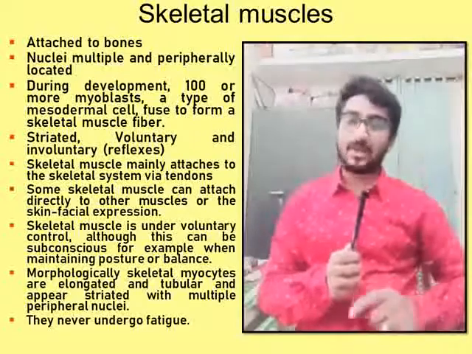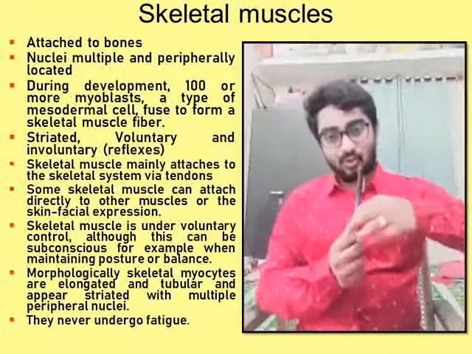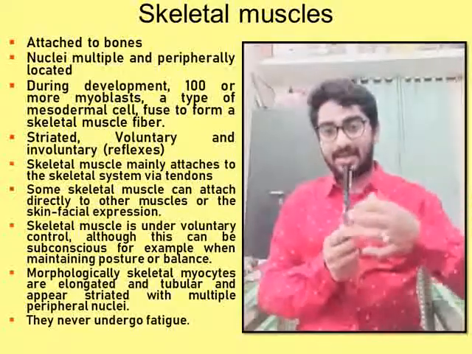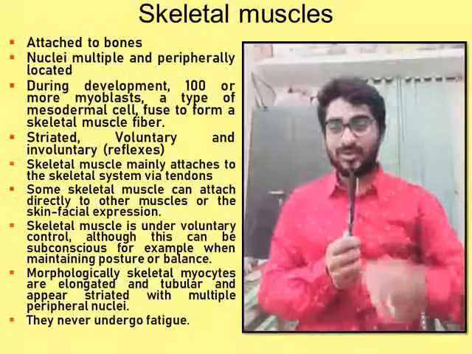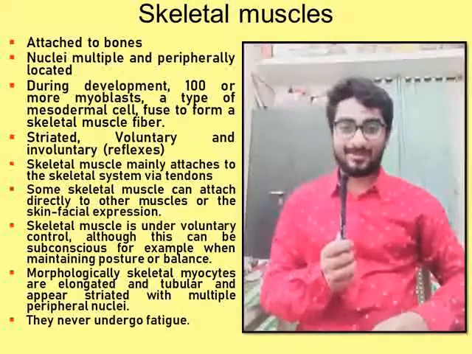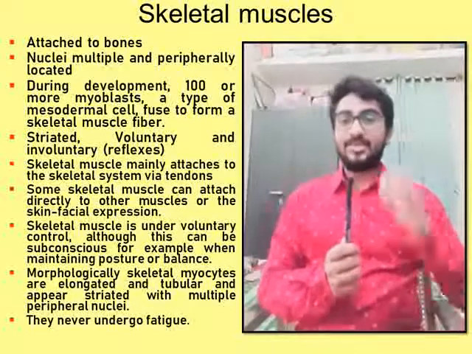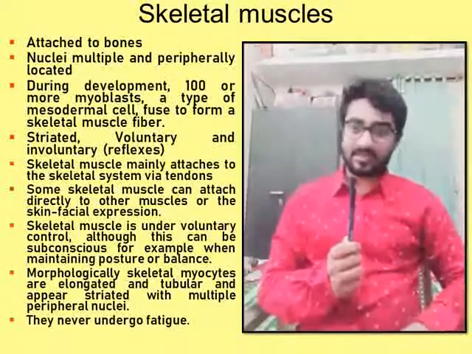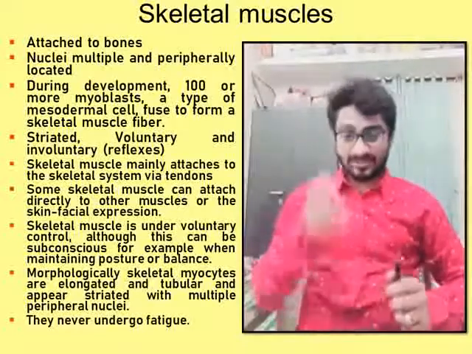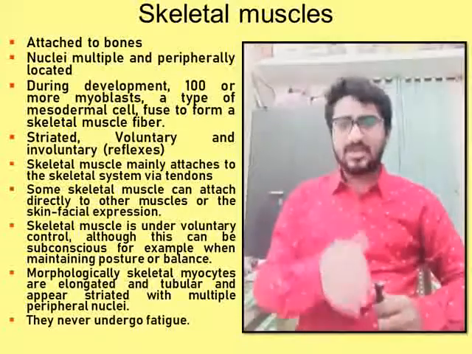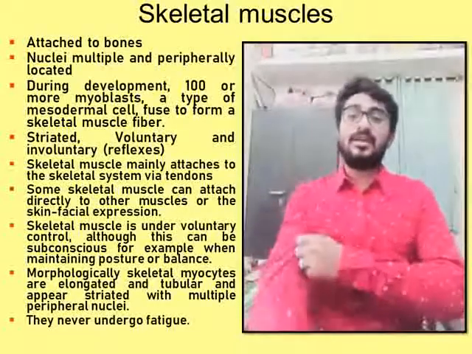Intercalations are absent. So they look like a syncytium. Nucleus is present in case of skeletal muscles. As the name indicates, they are attached to the skeletons via tendons and ligaments.